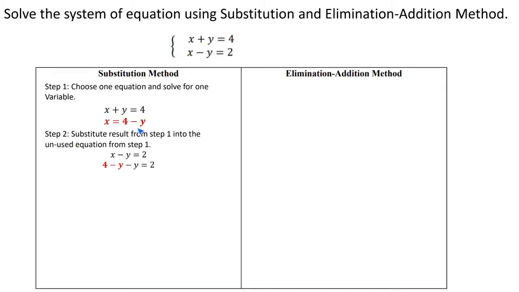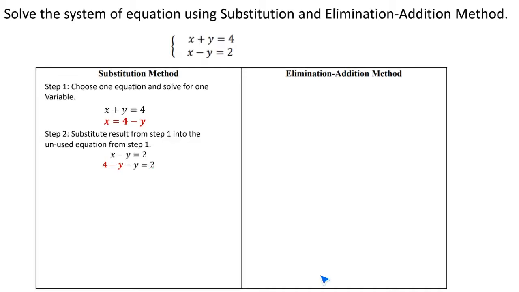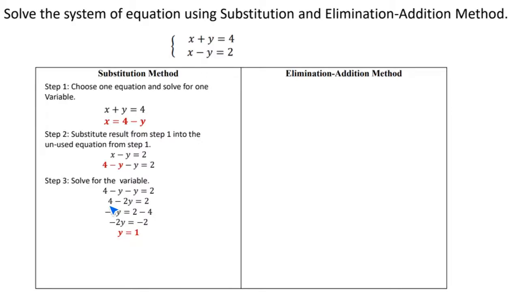Now step 2, the result that we get here in step 1, we're going to plug it into the second equation, or the equation that we haven't used. So we haven't used x minus y is equal to 2. So anywhere I see an x, I'm going to substitute 4 minus y. And then I get 4 minus y minus y is equal to 2. And I'm going to simplify this and solve for the variable. So I get 4 minus 2y is equal to 2. I'm going to subtract the 4, so -4 on both sides. -4 plus 2 is -2. And then divide by -2. So I end up with y is equal to 1.